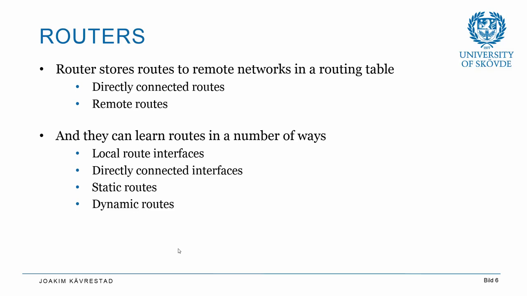There are also a number of ways in which a router can learn new routes, and we're not going to dwell on this too much, just for your information. So we have local route interfaces, and those are specific, special routes to the IP address of the local interface. Then we have directly connected interfaces, which are routes to the local networks. Those are automatically learned when an interface is configured. Then we have static routes, that is routes that we manually enter into the router. And then we have dynamic routes, and those are routes that are learned using some dynamic routing protocol that routers can use to exchange routing information.